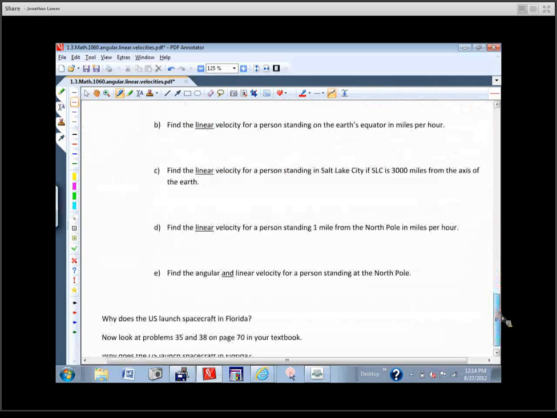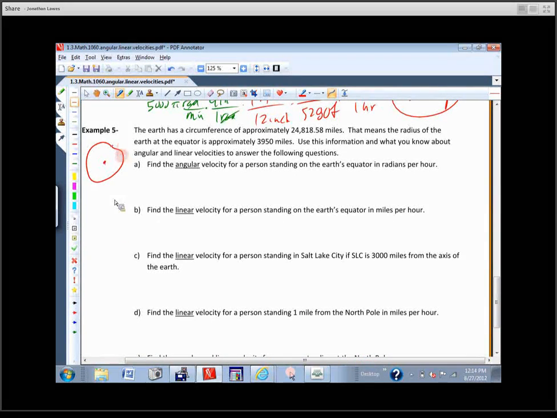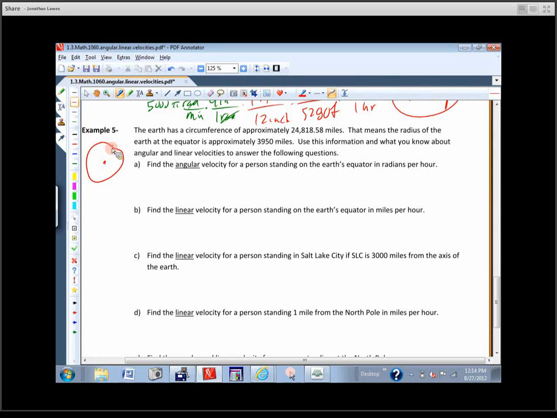Okay, then let's look at some practical applications of this. The Earth has a circumference of approximately 24,818.58 miles. That means the radius of the Earth at the equator is about 3,950 miles. So if we look at the Earth from above, the distance around here is about 25,000. The radius is 3,950. So if you went from the center of the Earth out to the equator, you're going to travel almost 4,000 miles. Find the angular velocity for a person standing at the equator.